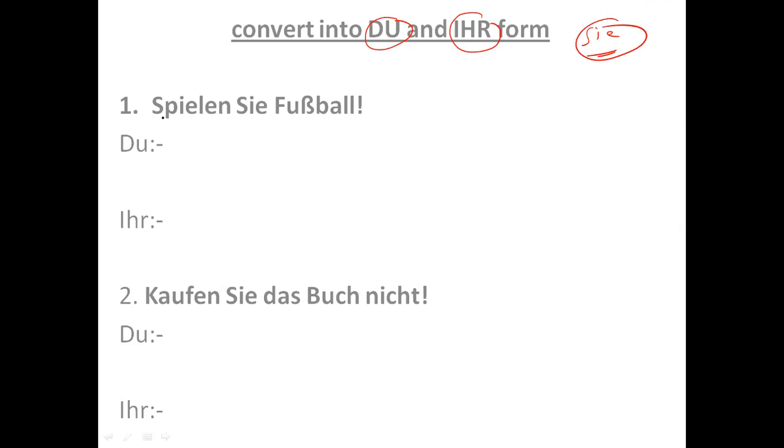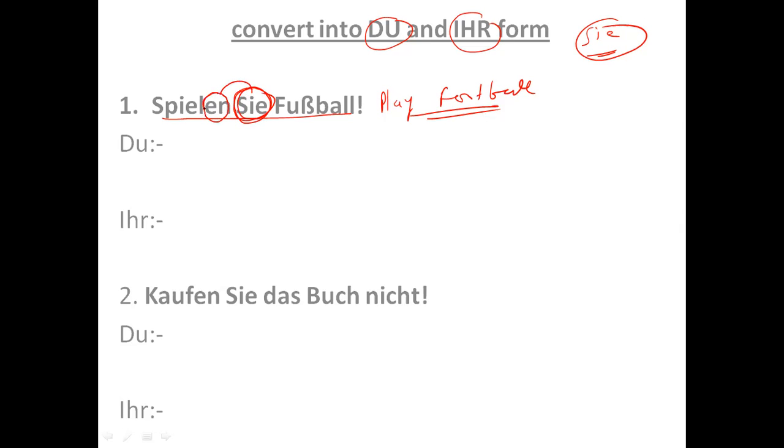Like here, "Spielen Sie Fußball", play football. Now which type of sentence is this? This is an imperative because "you" is missing. I'm talking to you, play football, "Spielen Sie Fußball". So which form of you is given? Sie form is already given, right? And the ending is also given, -en.